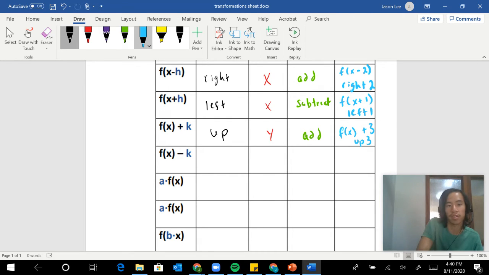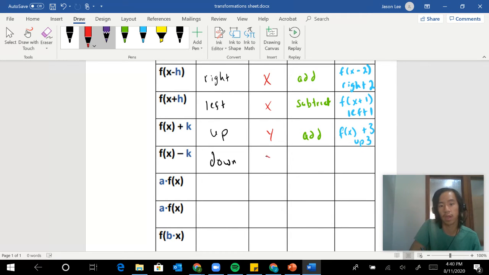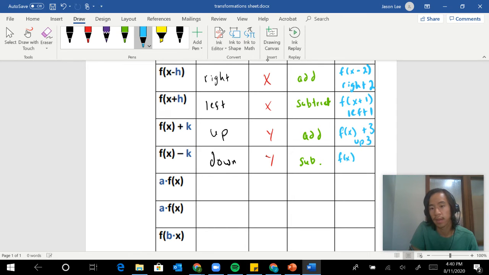All right, and you can imagine what f of x minus k is. We're going to go down. It's going to affect the y, and we are going to subtract. So an example, f of x minus 2. This is going to be down 2.